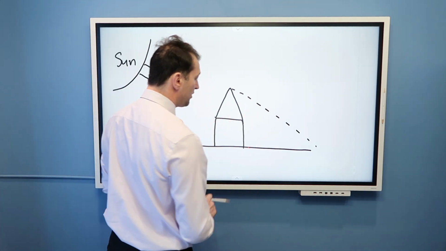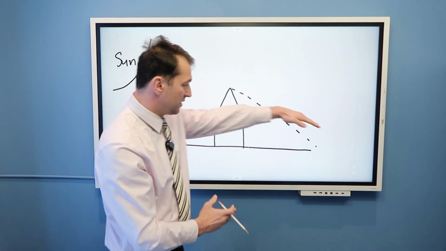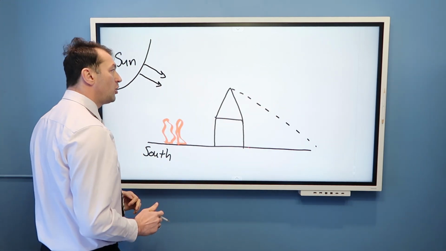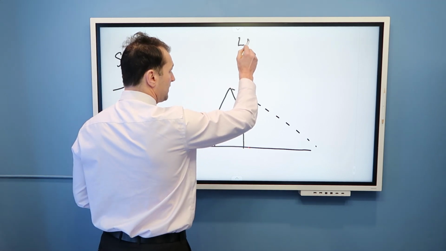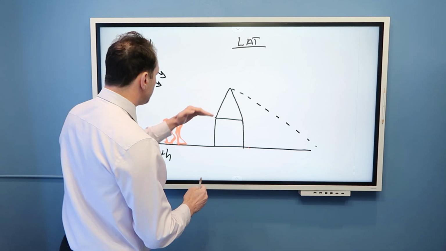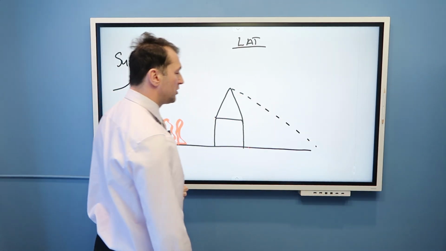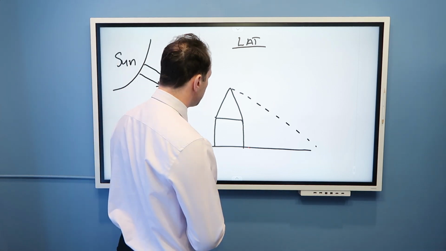The size of this shadow clearly depends on the height of your house. The taller the house, the bigger the shadow. But it will also depend on the latitude of your home. The higher the latitude, the lower the sun will appear in the sky, and therefore again the bigger the shadow that will be cast by this house.